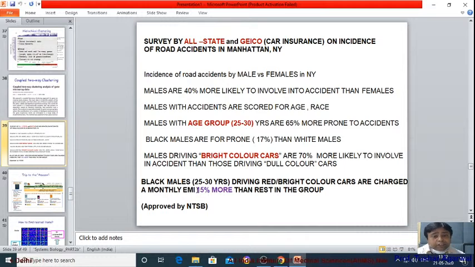So black males aged 25 to 30 driving bright colored cars are charged a monthly EMI, because when you take insurance you have to pay an EMI. The monthly EMI is 15 to 20% more than the rest of the group, right? And if you are filling in an application and suddenly find you are charged 20% more, you can go back to the company and ask, why am I being charged more? The reason is that there's 10 years of research behind it, where you found the patterns of accidents and you fit this pattern.